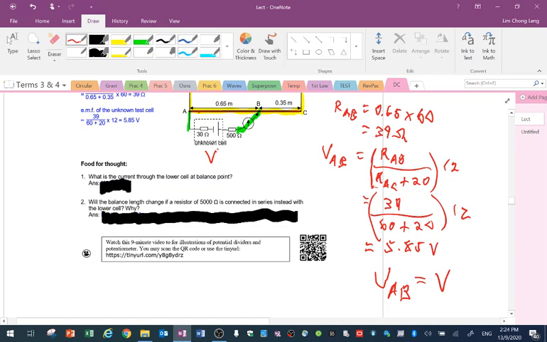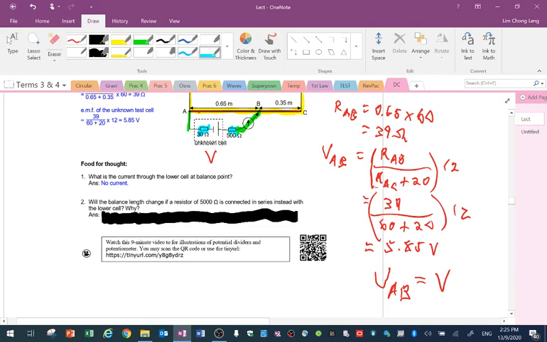So we don't bother about the resistances here, including the internal resistance, because I times R is 0. So there's no PD drop across the 30 ohm as well as the 50 ohm resistor. So, food for thought: what is the current through the lower cell at balance point? Well, I've just said that it is 0.